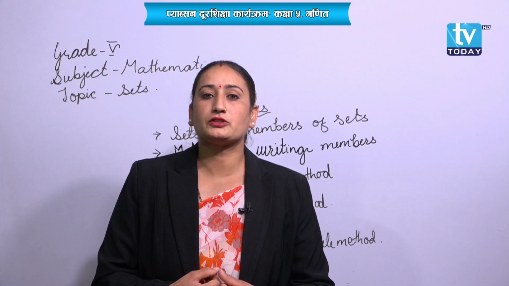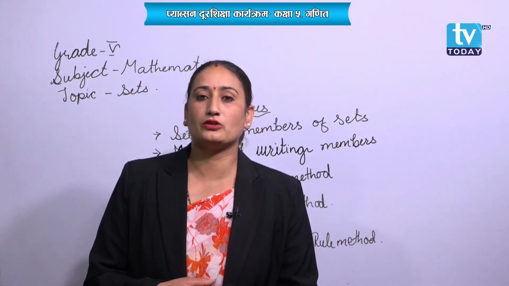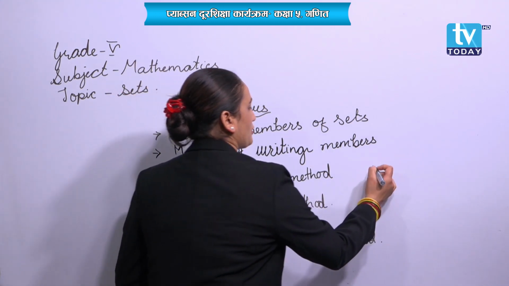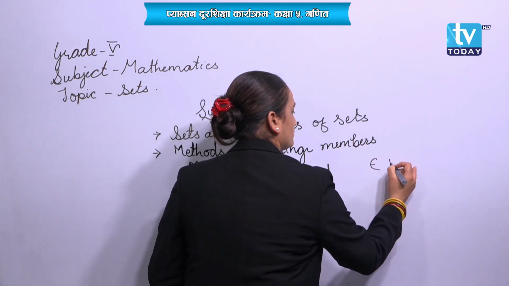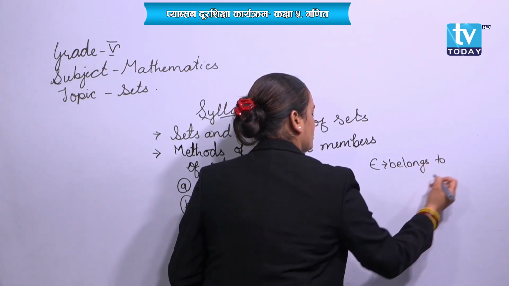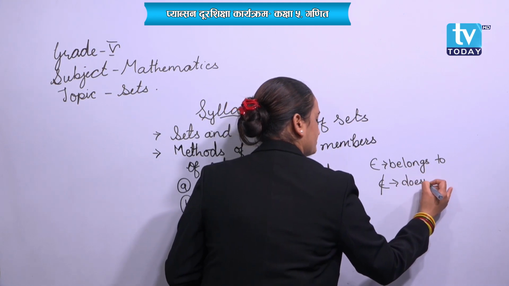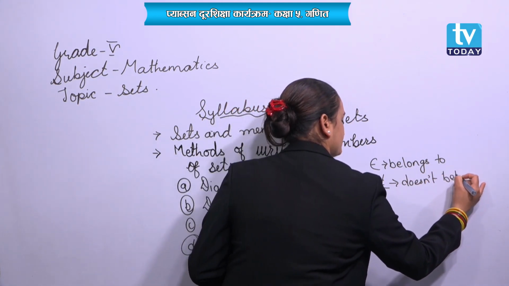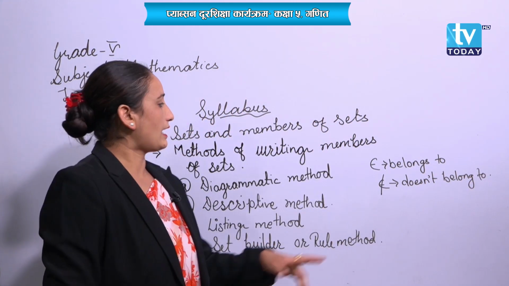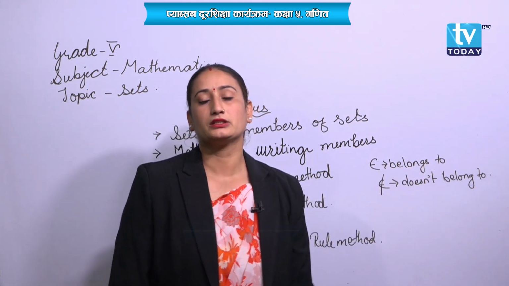Now for belongs to and doesn't belong to, there is a symbol. So have a look at this symbol. This is the symbol for belongs to, and this is the symbol for doesn't belong to. Do you understand? That is the symbol for belongs to, and this is the symbol for doesn't belong to.